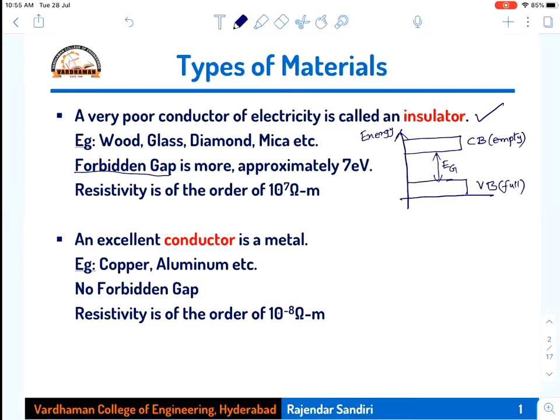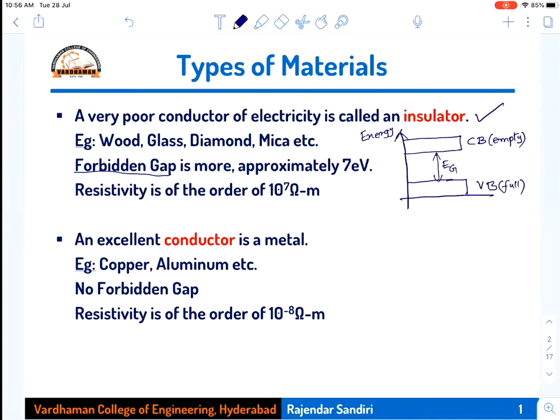Current conduction in any material takes place due to the availability of electrons in the conduction band. If the electrons are there in the conduction band, then only the current will flow. But this diagram shows the valency band full of electrons and the conduction band completely empty. If the conduction band is empty, that material will not conduct electricity. That means current will not flow, therefore it is treated as an insulator.